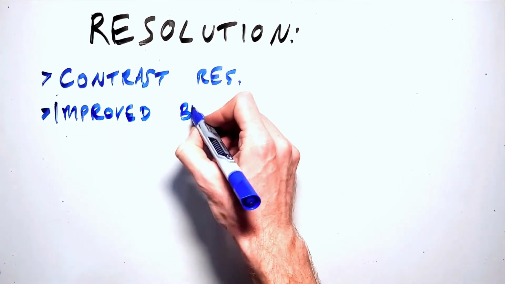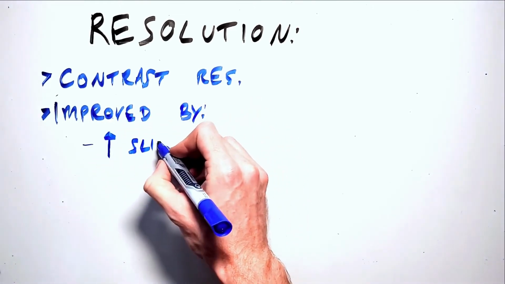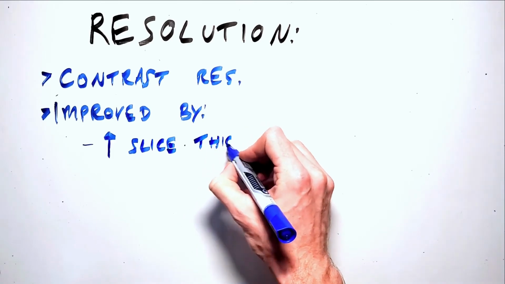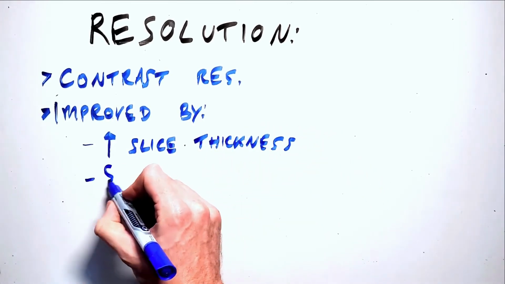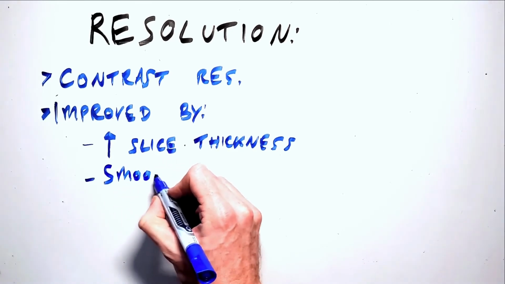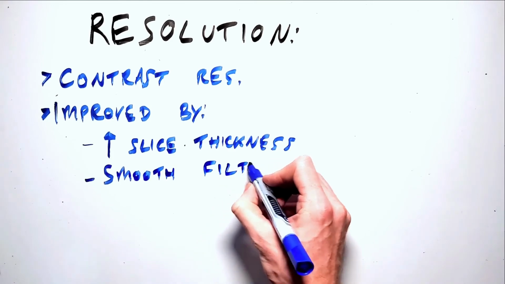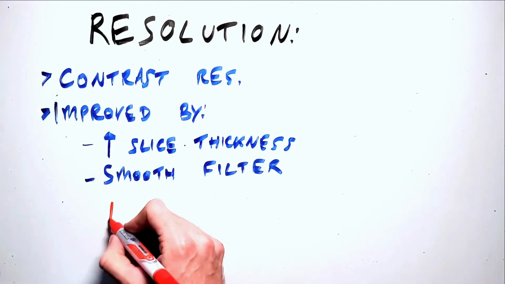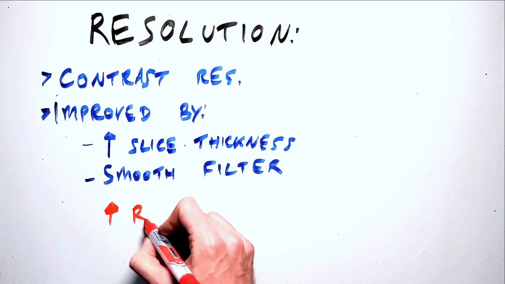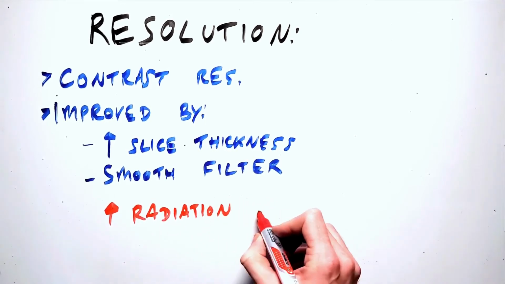This means that to improve our contrast resolution by decreasing our noise level, we want to use thicker slices. So we're building the image from a larger slab of data, and we want to use a smooth filter to blur out that noise. These two things will make a smoother image with less noise, but they'll also make an image with less spatial resolution. So that brings us back to the idea that increasing our radiation dose is the simplest way to improve our image quality. However, the obvious cost of that increase in radiation dose is the risk to the patient.